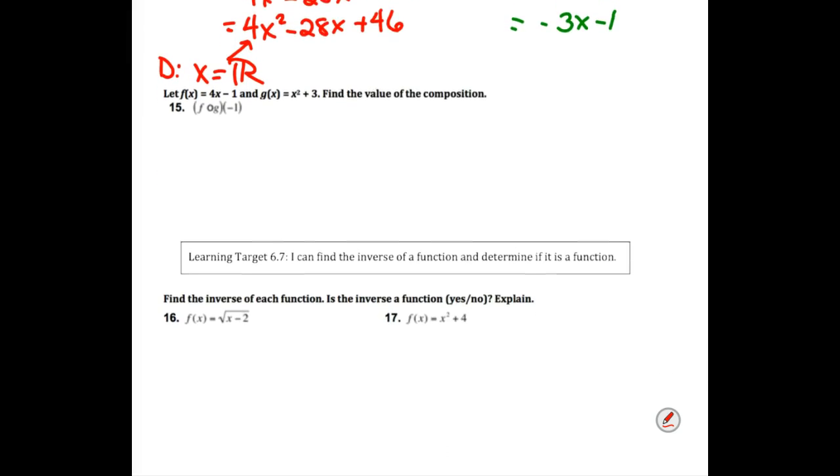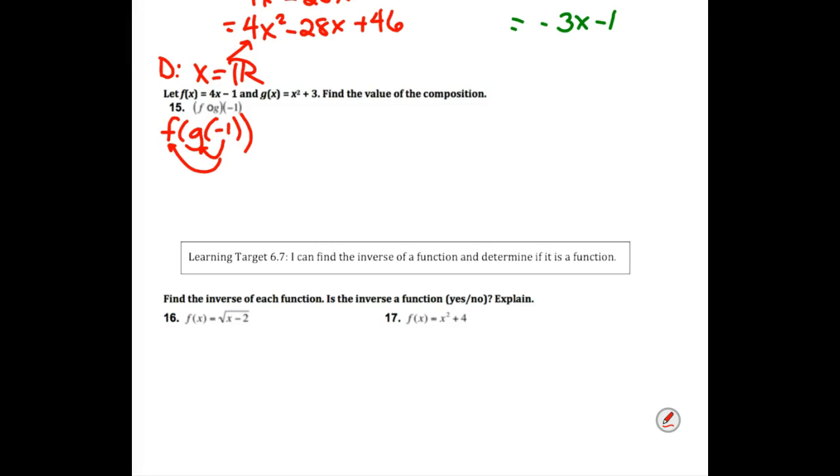Question 15. It says f of x is 4x minus 1. G of x is x squared plus 3. We want to do a composition f of g of negative 1. Okay? Now, there's a couple different routes you can take to do this. You could dump negative 1 into function g and get that answer, and take that answer and dump it into function f. That's one option.